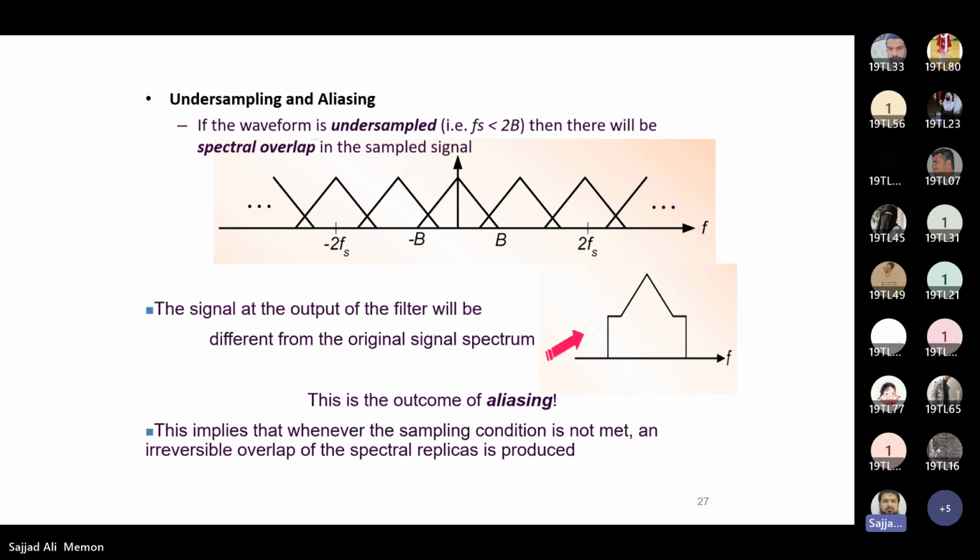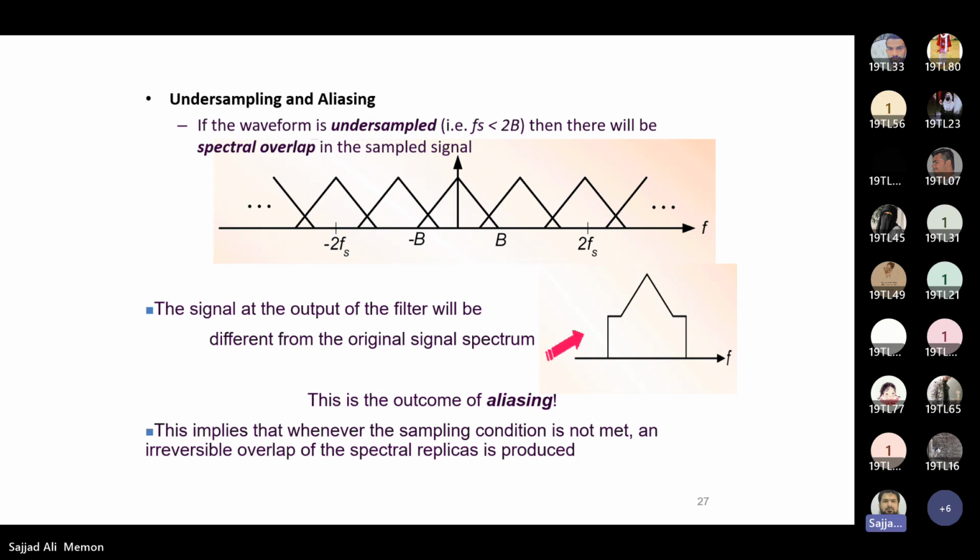So it is better to be on the safer side, so that f of s should be chosen greater than twice the highest frequency component. It should not be equal, it should be greater than. At least you should have a margin of 400-500 hertz, so that aliasing can be avoided.